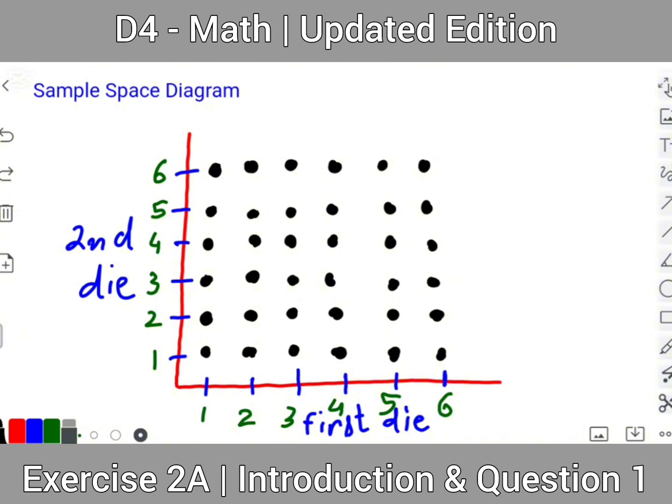From the above sample space diagram, we observe that the total number of possible outcomes is 6 times 6, which is equal to 36. The size or the measure of the sample space is 36. We can calculate the probability of combined events using a sample space diagram, as shown in the figure.